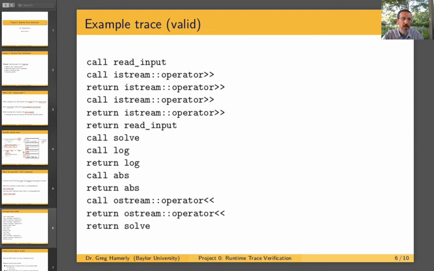Now, here is an example trace, and our goal is to validate that this trace is actually correct, that it has all appropriate calls and returns in a balanced format. So what does it mean for a trace to be valid?